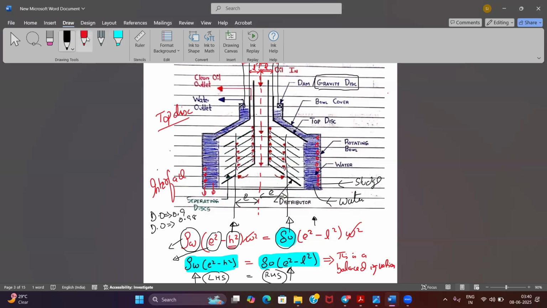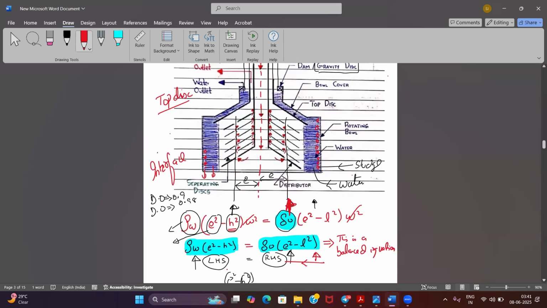If my density of oil has increased, that means now my balance equation is not balanced. My RHS side will increase over my LHS side. Now, in order to increase the LHS also, I have to increase something in my LHS. The density of water is constant, I cannot change it. This E distance is also constant. This is the distance between the center line and the center of the holes in my purifier disk. I cannot change it. The only thing that I can change is the H.